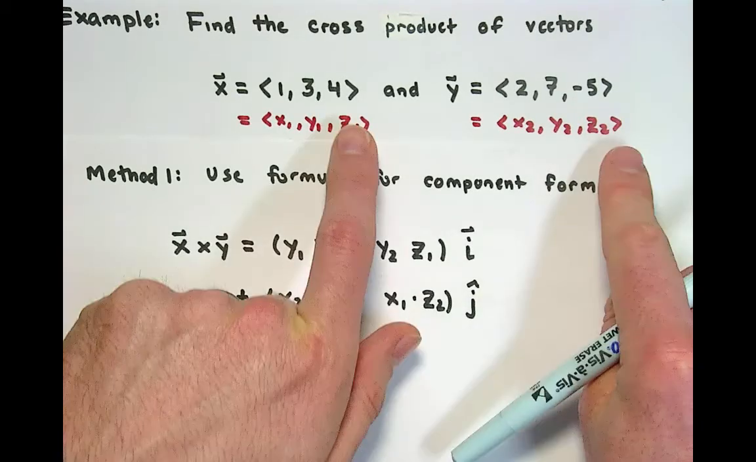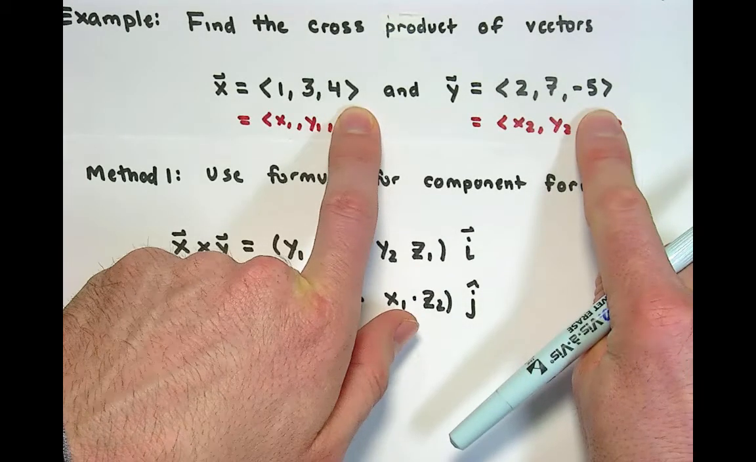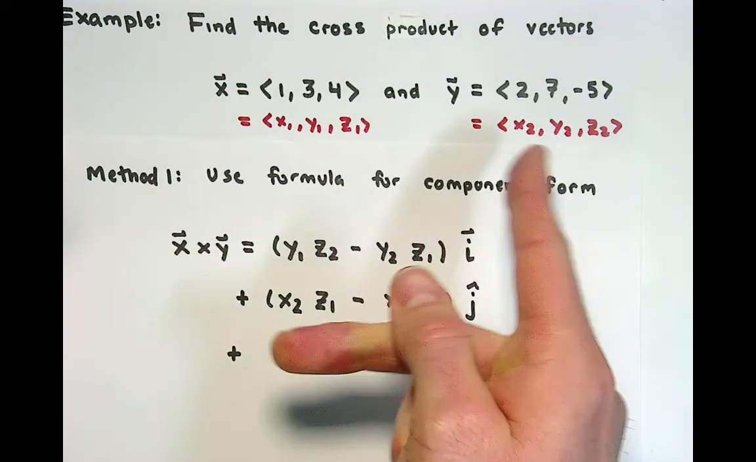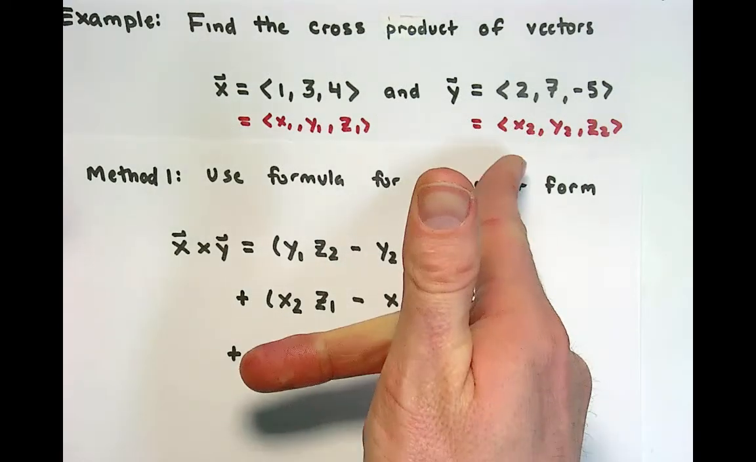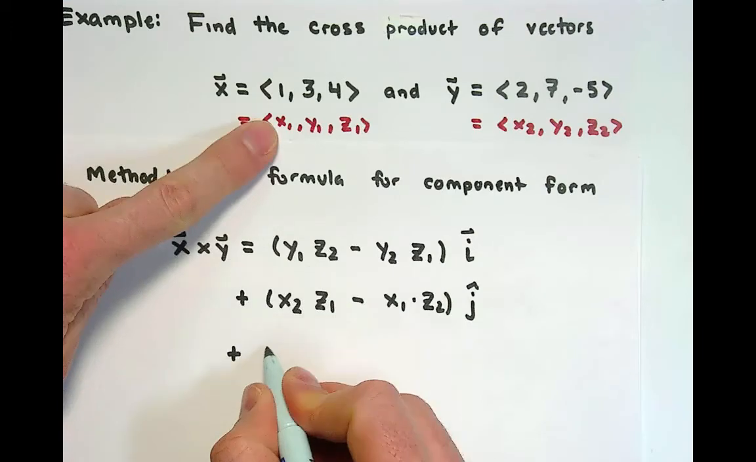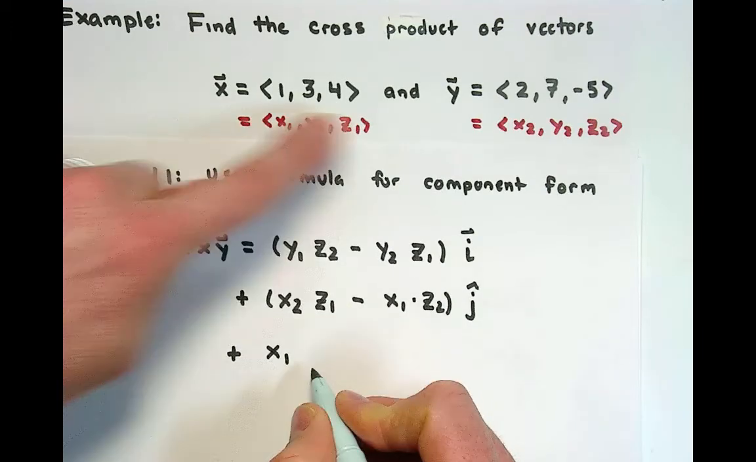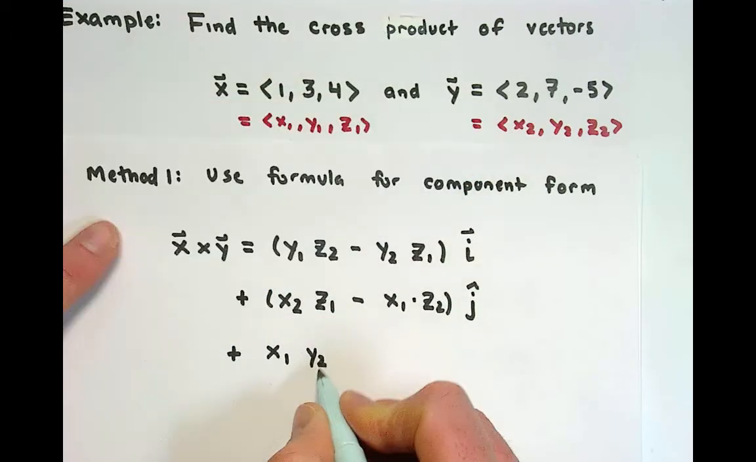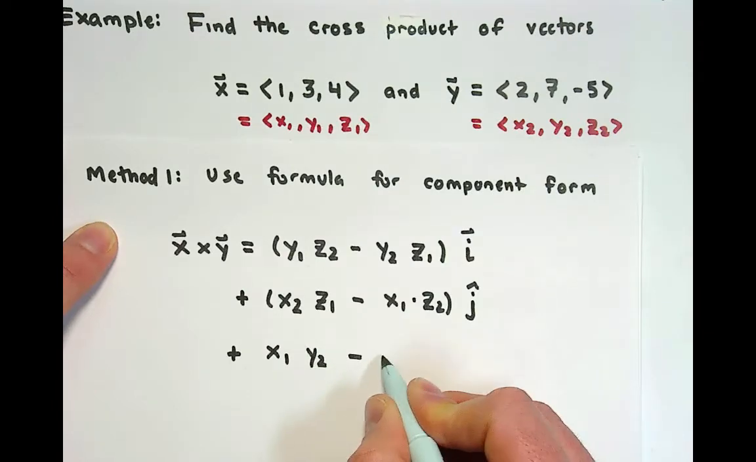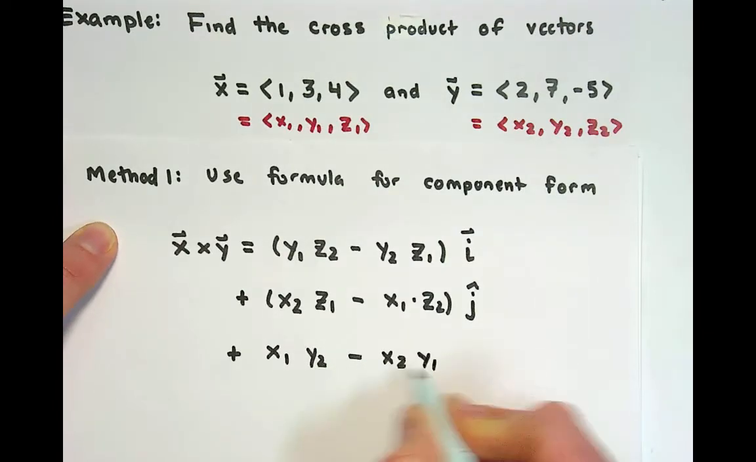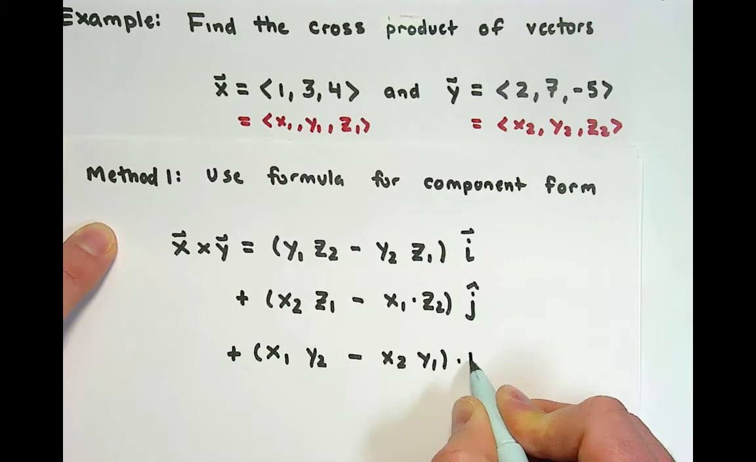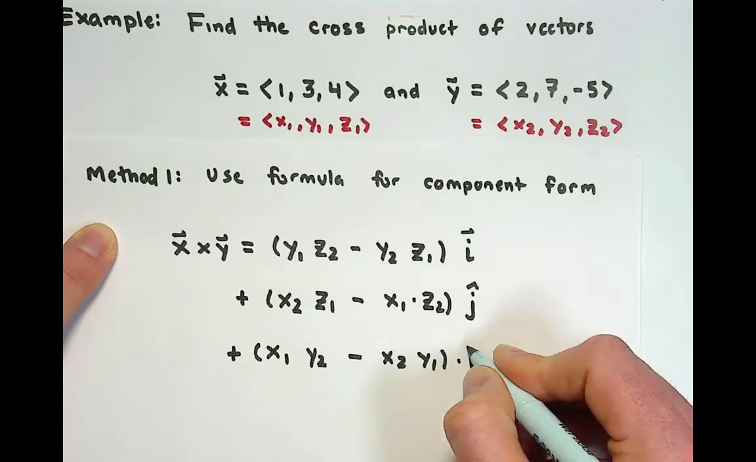And then the third component came from canceling out the z's, and we already said that i cross j was positive k. So here the area of the parallelogram in the third one was x1 y2 minus x2 y1, and this was in the positive k direction.